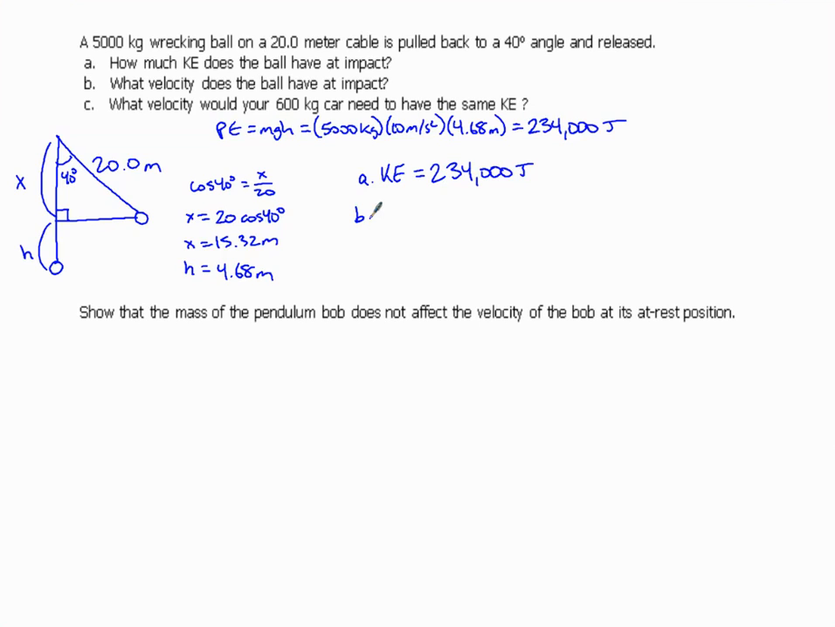B, what velocity does the ball have at impact? Well, if we know the velocity, we can figure out kinetic energy. So kinetic energy is 1/2 mv squared. We know the energy, we know the mass, and there's v squared. Solving this, we have v squared equals 93.6, and the square root of all of that, velocity equals 9.67 meters per second. There's your answer right there.